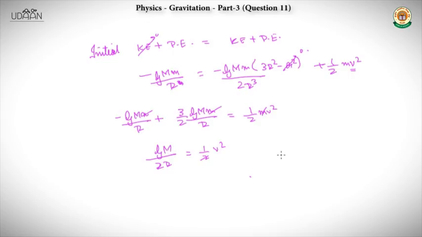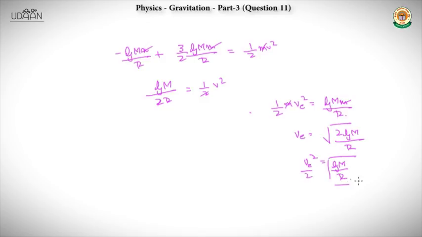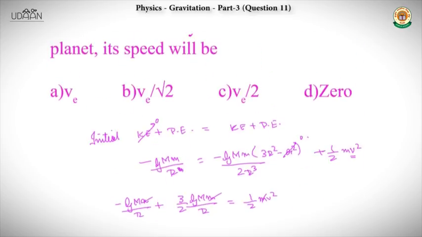So we have to find it in terms of escape velocity. For that, we know that half m v escape square is equal to the potential energy at that point, so GM upon r. So this will come out to be v escape equal to under root 2GM upon r. So v escape square upon 2 is equal to GM upon r, and we'll replace this quantity over here. So GM upon r is equal to v escape square upon 2. So v final would be equal to v escape upon under root 2. This is what the answer is, option number B.